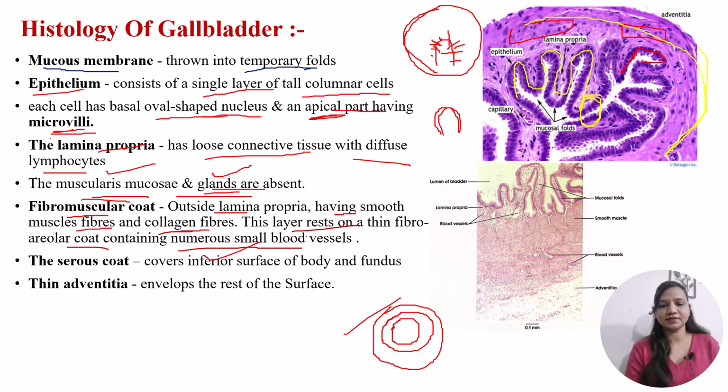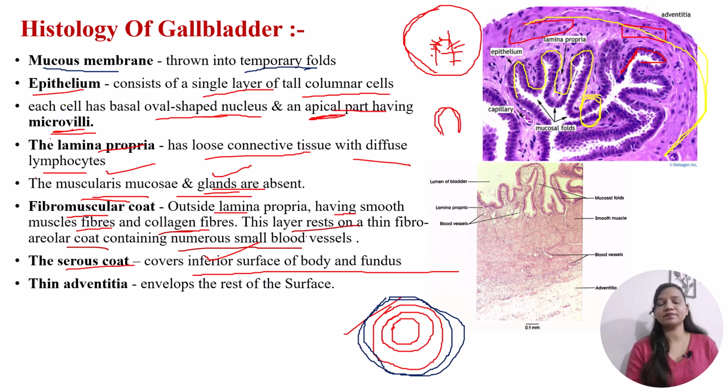Okay, the next is the serous coat, which covers the inferior surface of the body and fundus. The outside layer is the serous coat, the layer of peritoneum. We have already discussed that peritoneum is present only at the inferior surface of the gallbladder, covering the fundus. It does not cover the superior surface, because the superior surface is directly adherent to the liver.